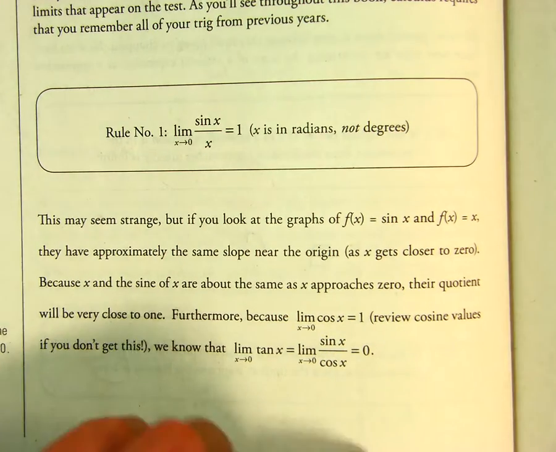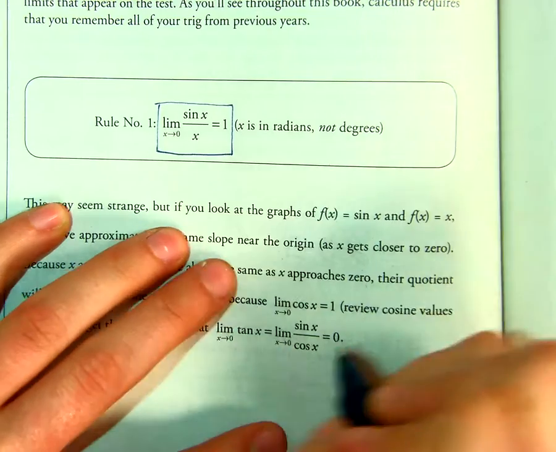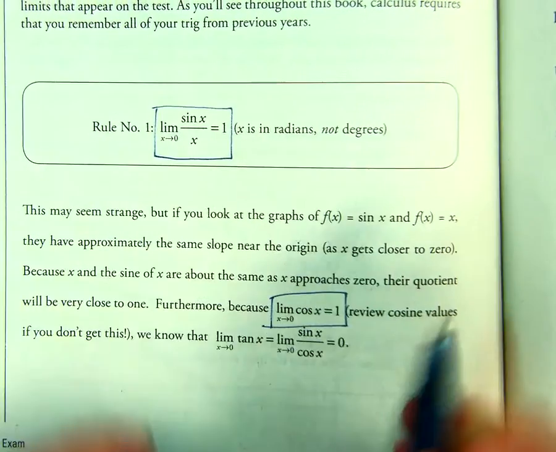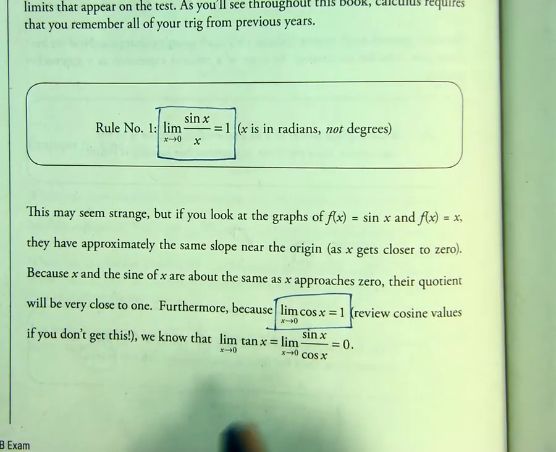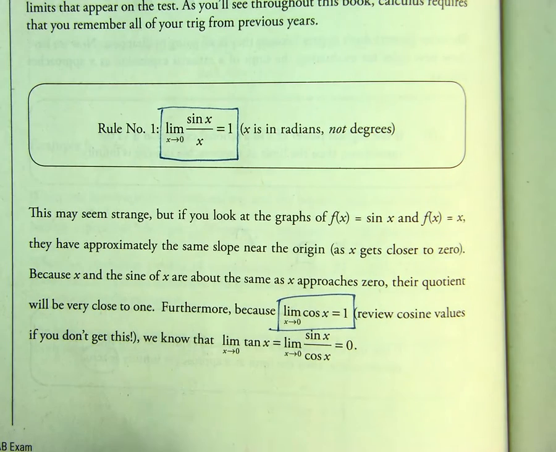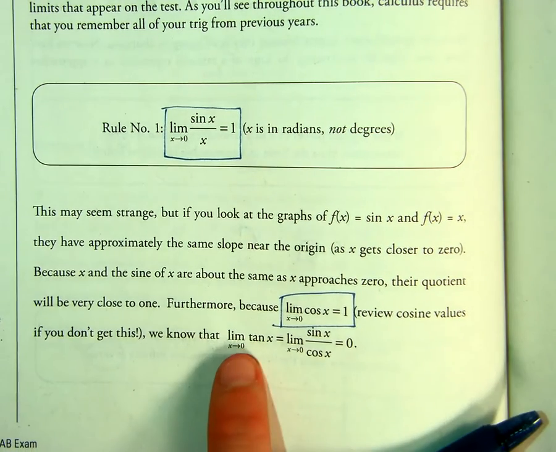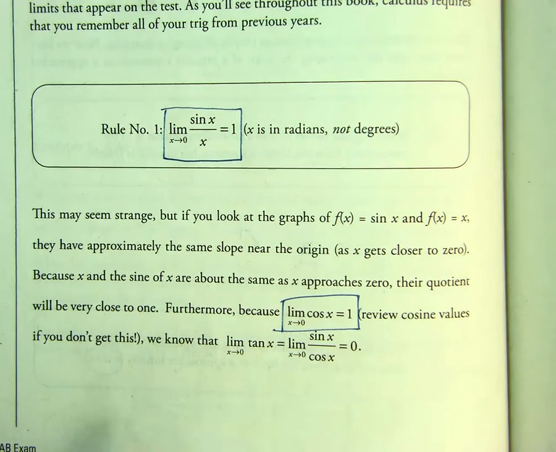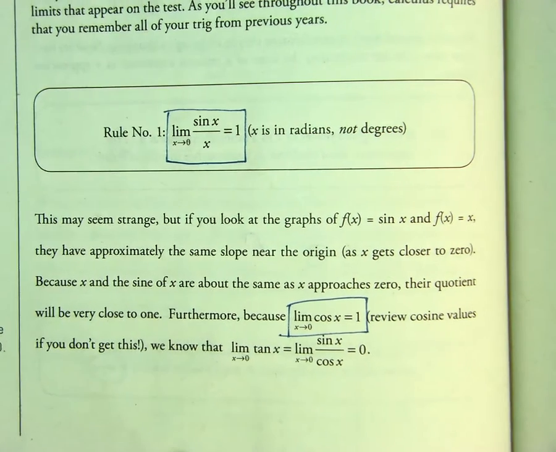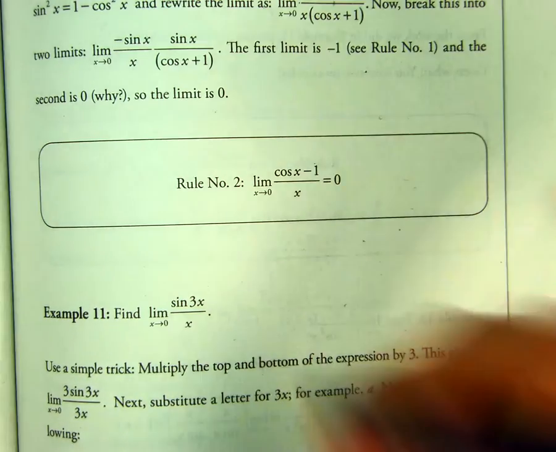So in addition to having this rule here, this one, if we plug this in, it doesn't matter what we get, we're going to get 0. The limit as x approaches 0 of tangent x is also going to be 0. So here is our second rule.